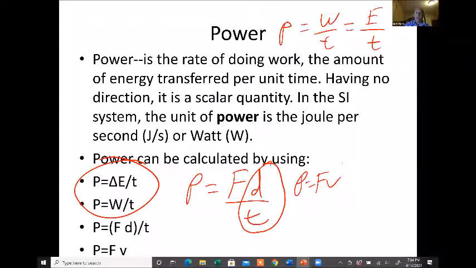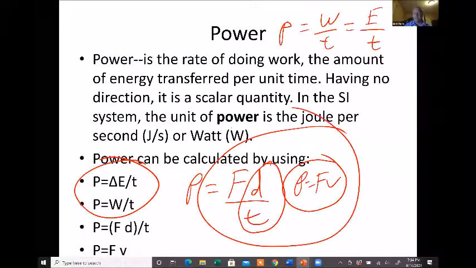And that one, they'll kind of throw that one at you sometimes as a curveball because a lot of people just don't think of power being force times speed. But realize these two formulas that you see right here, exactly the same thing. Force times distance over time is the same thing as force times speed.